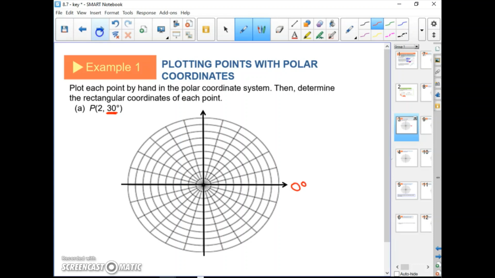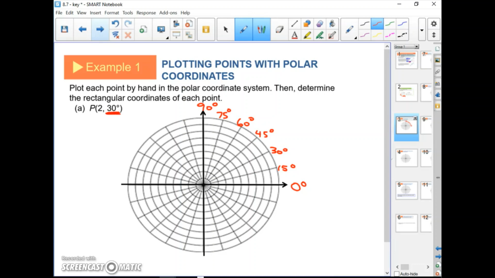This is 0 degrees, and we know this is 90 degrees. It turns out that every one of these marks goes by 15. So that's 15, 30, 45, 60, 75. We could go all the way around the circle if we want. I don't really want to, though, because we don't need to, because we're looking at 30 degrees.